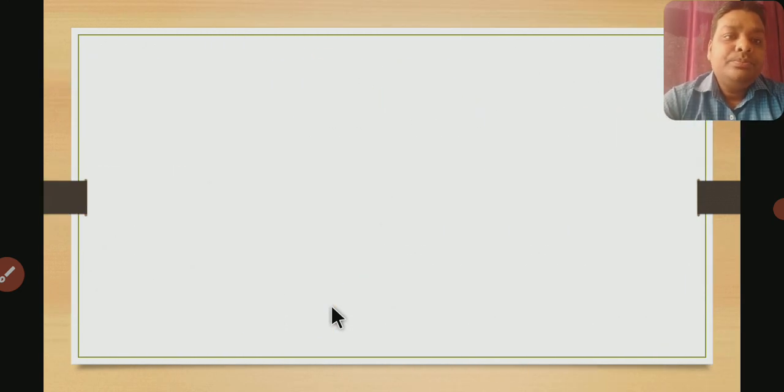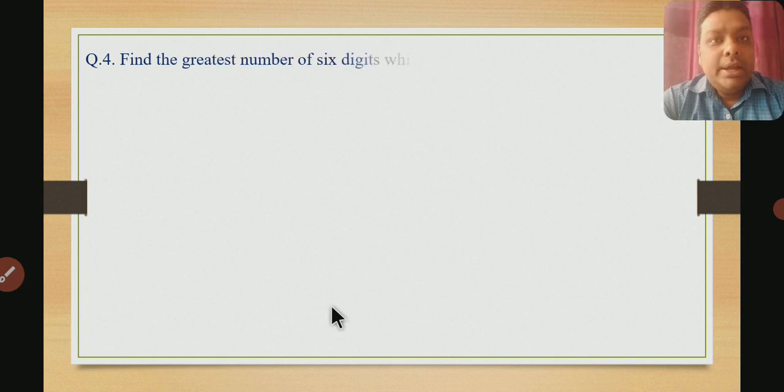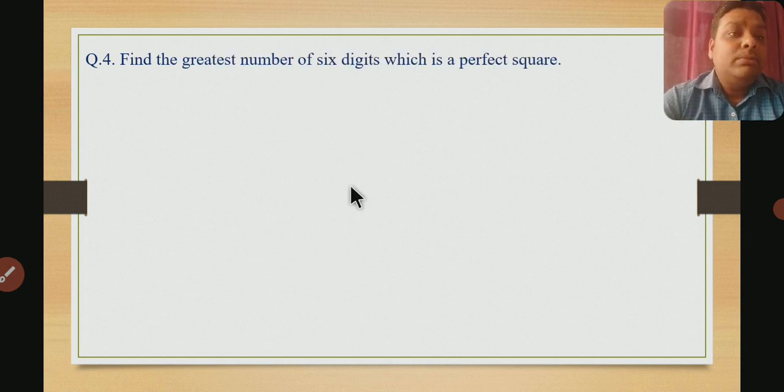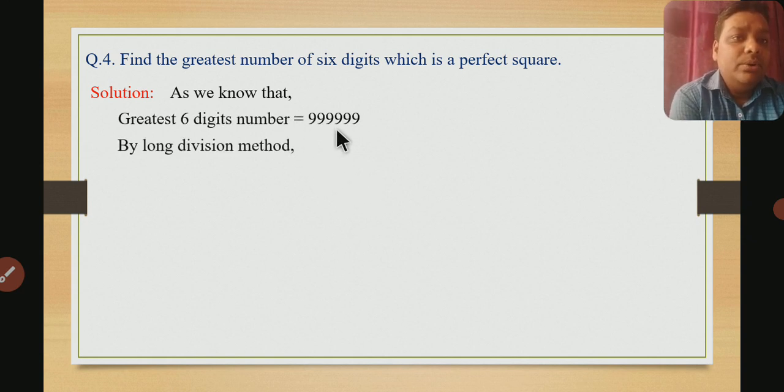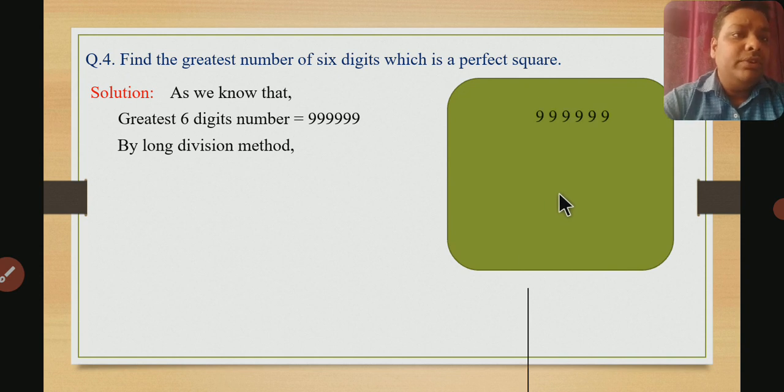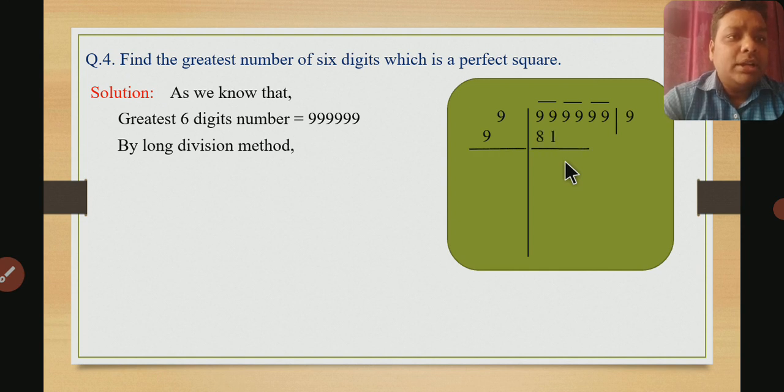Now again, here we have to find the greatest number of 6 digits which is a perfect square. So we know that the greatest number of 6 digits is 6 times 9. Now by the long division method, at first we can mark the period over 99, 99 and 99. 6 digits, so 3 pairs. Now 9 9 is 81, less than 99. 9 9 9, 3 times. After subtracting we will get 18, and after adding we will get 18 also.